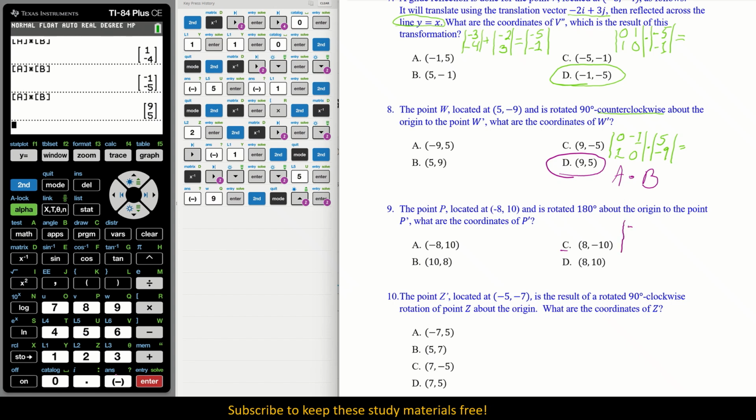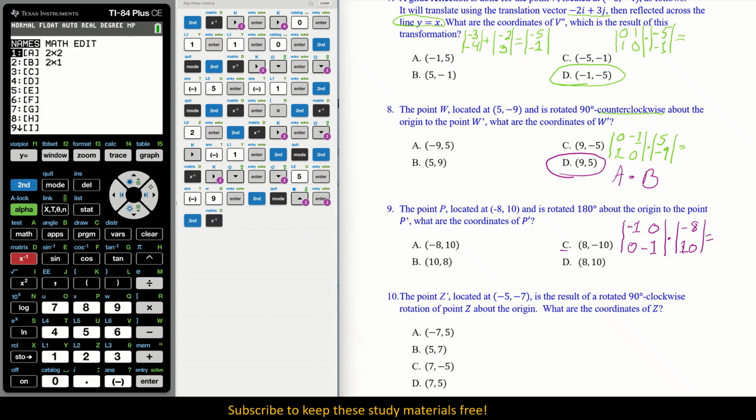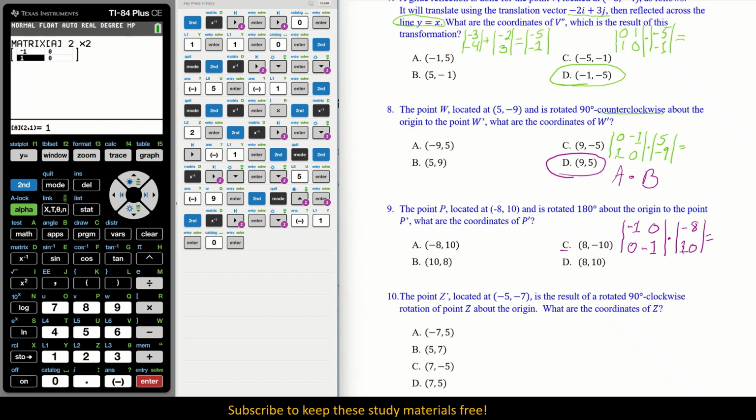I'm saying that we have our matrix of 180, which is -1, 0, 0, -1. And then we multiply that by the -8 and 10. Let's see what happens, okay? So we go second, matrix, over to edit, push enter. Okay, looks like we're going to go to our cell. We have -1, enter, enter, 0, enter again. We need 0 again. Okay, now, and then -1 again and enter. And that should be the correct matrix.